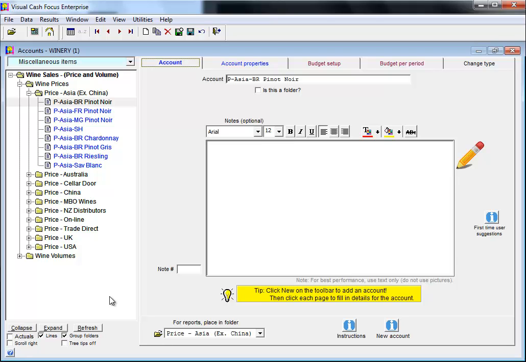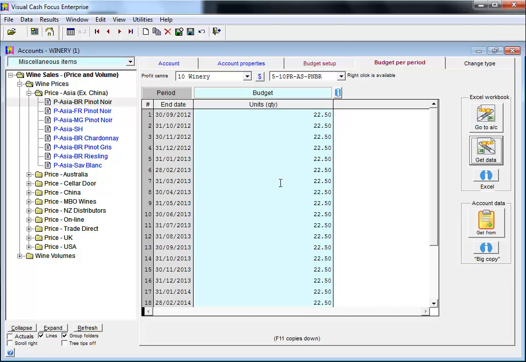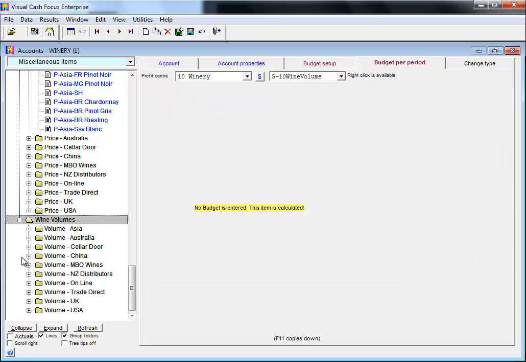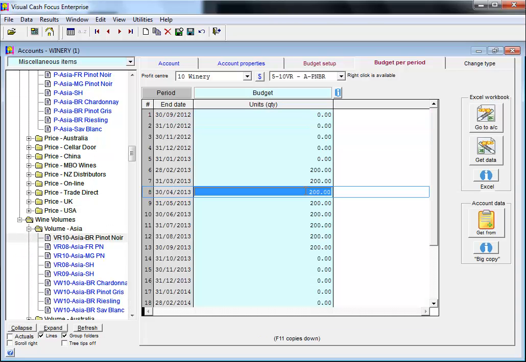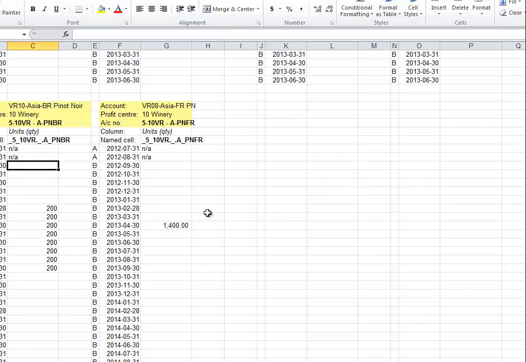Under miscellaneous items, the price and volume drivers by channel are the key revenue and cost of sale assumptions. Although prices remain relatively constant, the volume predictions need to be coordinated with internal production targets and predicted bottled stock inventory levels to avoid stock shortfalls. If sales volumes are greater than the internal production, external purchases need to be made or the sales levels reduced to avoid stock going negative. All drivers can be linked to Excel so that the price and volume data can be maintained by those responsible outside of Cash Focus.